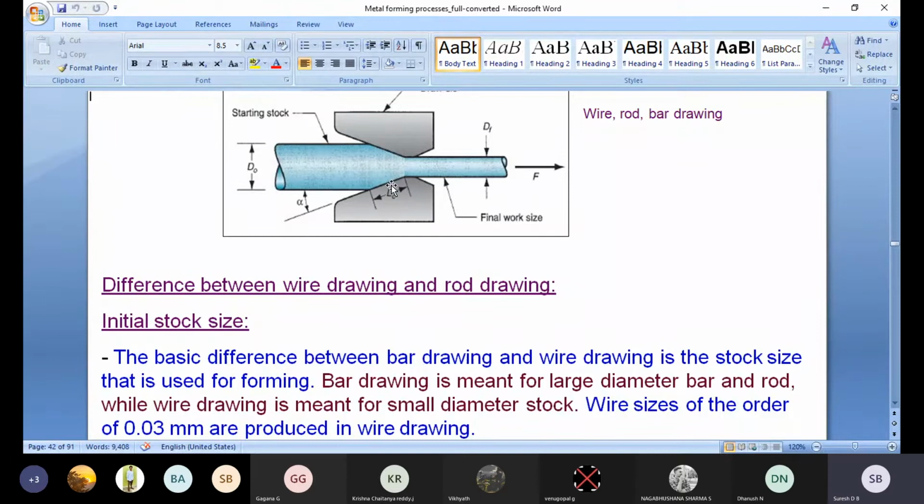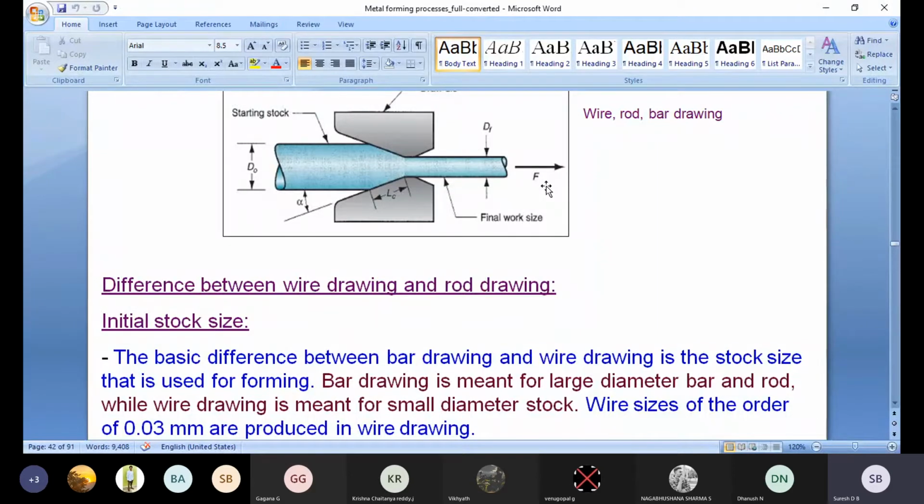When you go for bar or rod drawing, the diameter is very large compared to wire drawing. In that case you can maintain a larger gap between the upper and lower die. Then only a small force or small load is required to pull the material between the two dies. That is one difference.